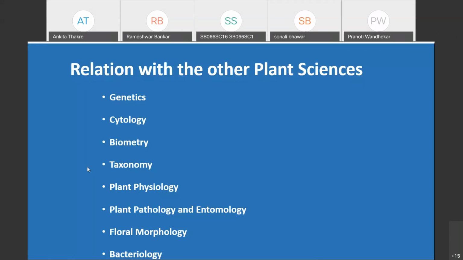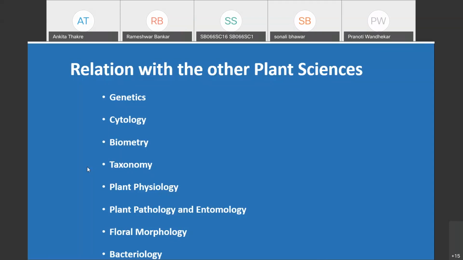Plant pathology and entomology study the different types of insects and pests which are the enemies of the crop varieties. Therefore, the knowledge of plant pathology and entomology is helpful in plant breeding to produce crop varieties which are resistant to the different types of insects and pests.